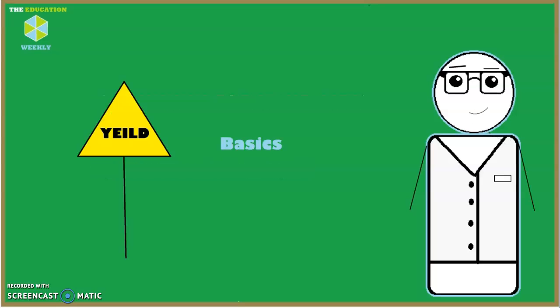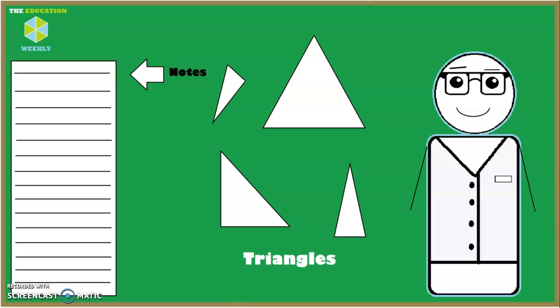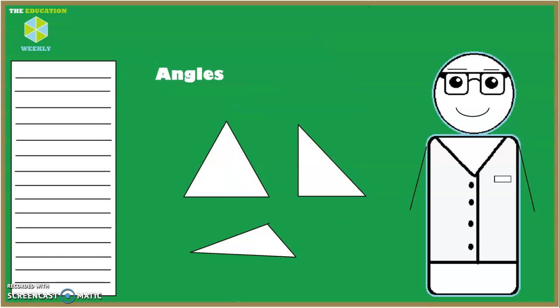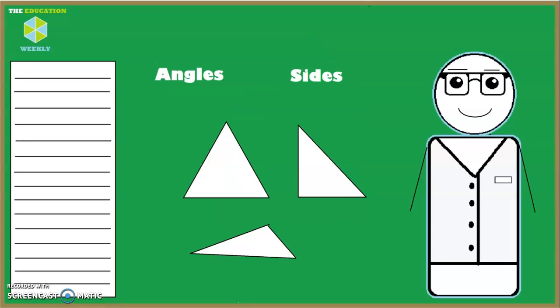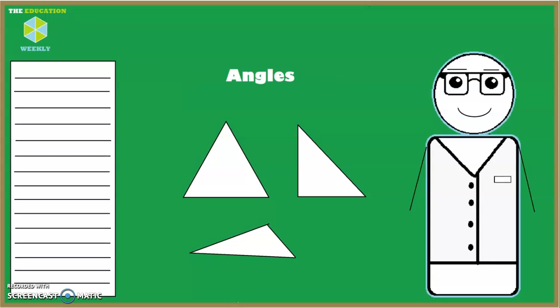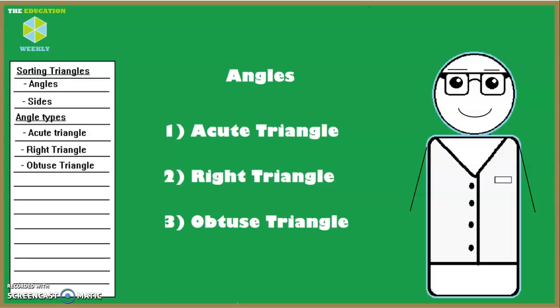Let's start with our triangle basics. As you can see, there are a lot of triangles, and it can be hard to tell them apart sometimes. So, let's see how we can sort them. First, we can sort them by angles, and we can sort them by their sides. Let's start off with angles. There are 3 ways to sort a triangle by its angles. It can be an acute triangle, a right triangle, or an obtuse triangle.